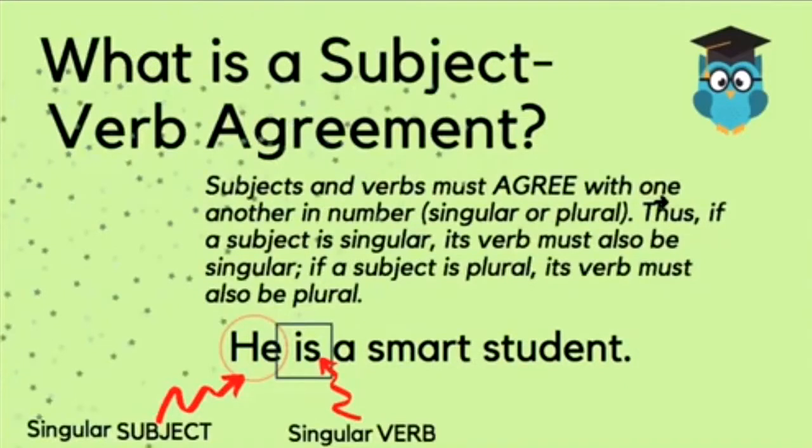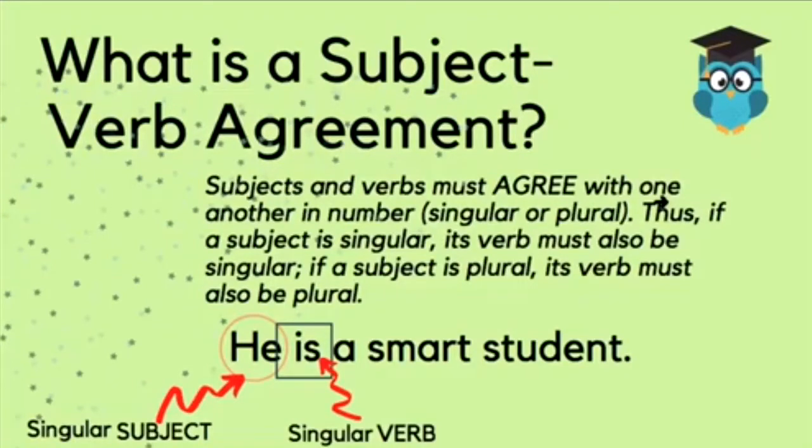And next is, what is subject-verb agreement? Subject-verb agreement means subjects and verbs that are agreeing with one another in number, for example, singular or plural. Thus, if a subject is singular, its verb must also be singular. And if a subject is plural, its verb must also be plural. That's why it's called subject and verb agreement. They have to agree with one another in number, whether it is singular or plural.